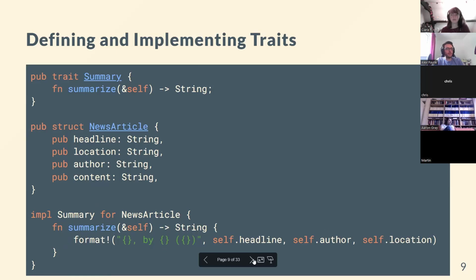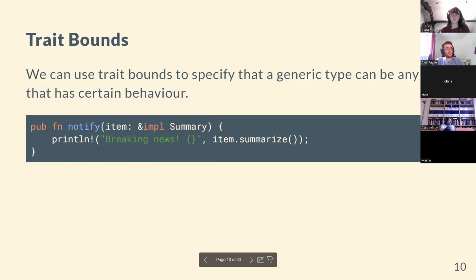So now you might be thinking, oh, cool, this must mean I can make functions that accept anything that implements Summary. And yeah, you'd be right. The book gives us this next description of trait bounds. We can use trait bounds to specify that a generic type can be any type that has certain behavior.